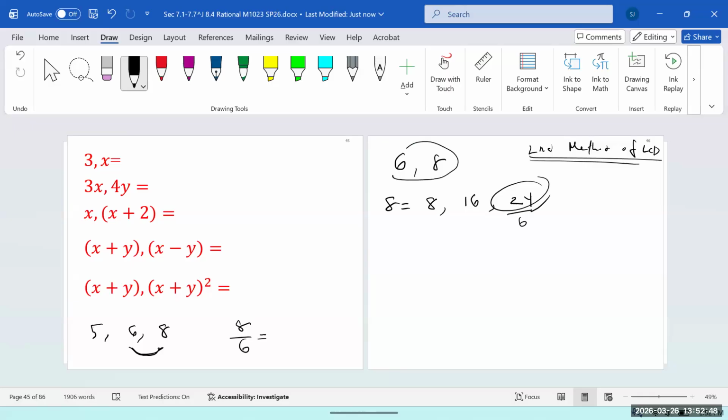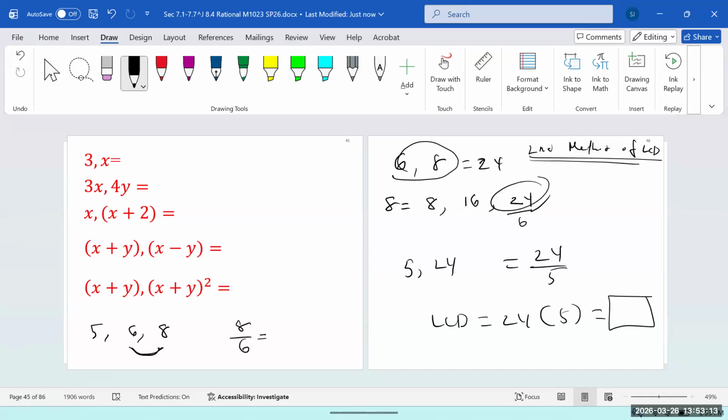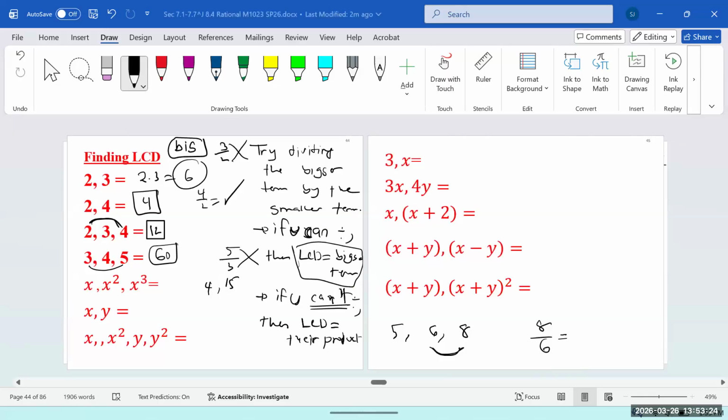So between 6 and 8, our LCD is 24. Now you compare 5 and 24. Can you divide 24 by 5? Can you reduce them? That means your LCD is 24 times 5, whatever that is. It's a big number. That's your LCD. So you take two numbers, compare them, and then you take the third number, compare them. But in this class, you're not going to see something harder. You're going to see something like these baby things. Okay. Now that's how we work with numbers.